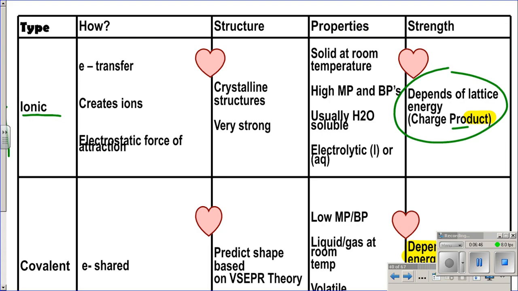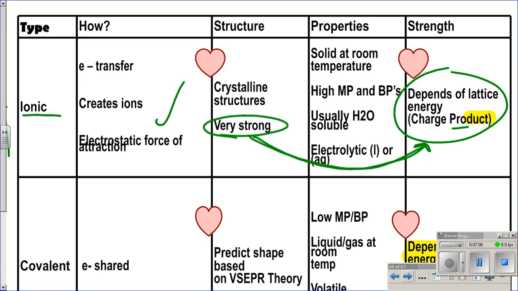Ionic bonds. We already wrote down that they have ions, they transfer electrons, they're strong. How and why are they so strong? They're strong because they have lattice energy that holds them together. It's an attractive component. It's called lattice energy. I'll show you a picture of a lattice in a second.